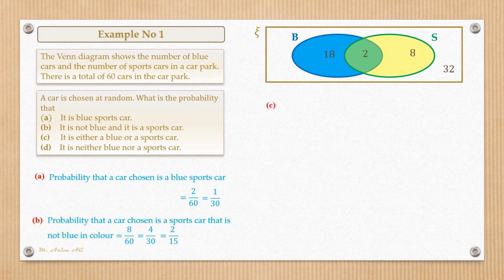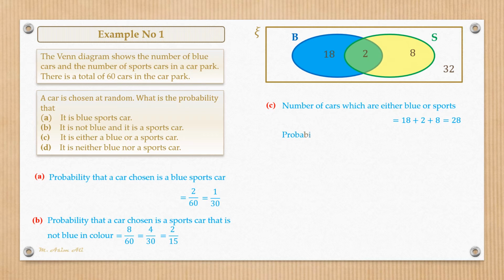In C part, you have to find the probability that it is either a blue or a sports car. So first we should count how many cars are there which are blue or sports. Any car which is either blue or sports will come into this count. So we will add up all the cars which are either blue or sports. The cars in the blue region are 18. The cars in the green region, which are both blue and sports, they are 2. And the cars in the yellow region, they are 8 and they are sports and they don't have blue color. So all will come when we are saying that the car can be a blue car or a sports car. So 18 plus 2 plus 8 makes it 28.